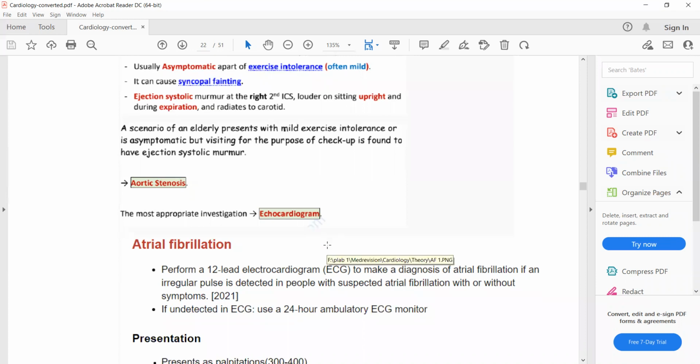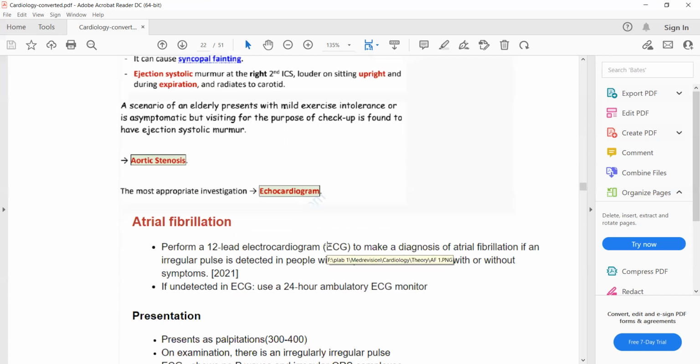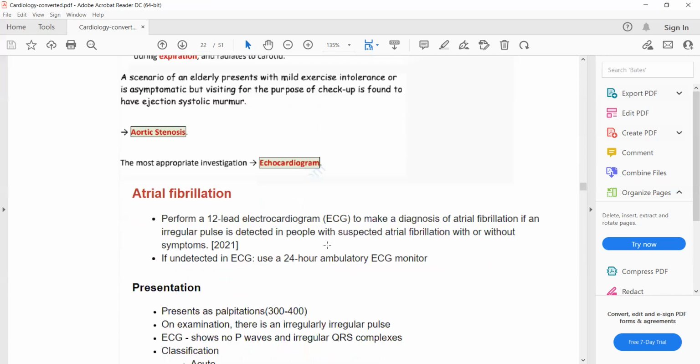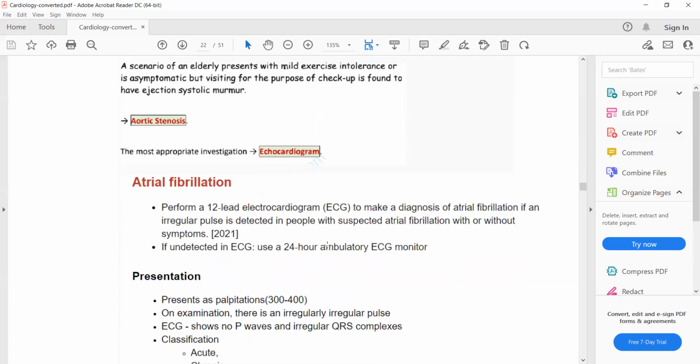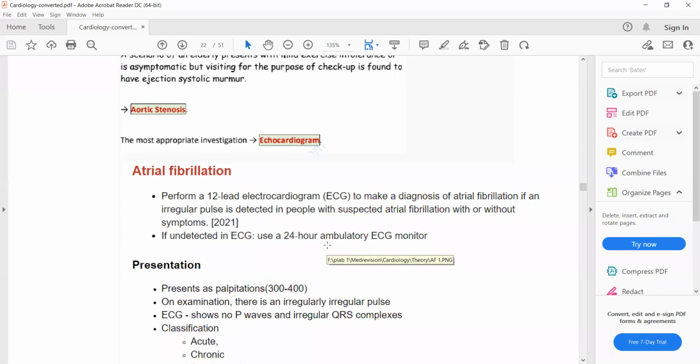So if an elderly patient presents to you with mild exercise intolerance with ejection systolic murmur, then your diagnosis will be aortic stenosis. And to confirm our diagnosis, we'll perform an echocardiogram. And the treatment of aortic stenosis is valvular replacement.